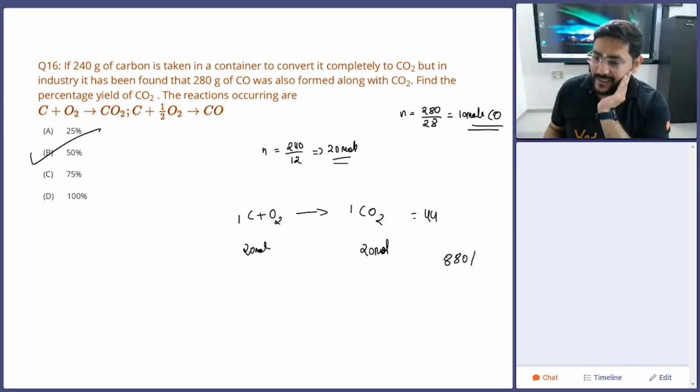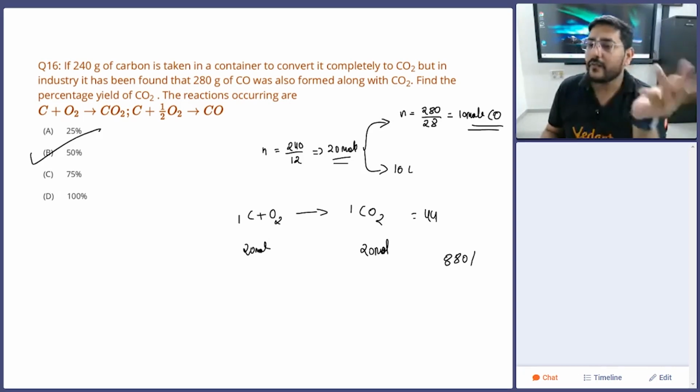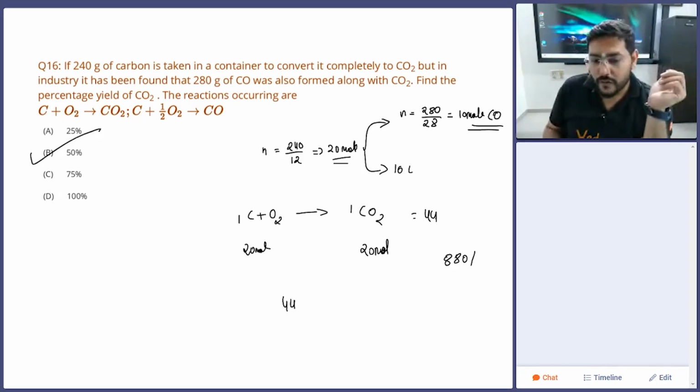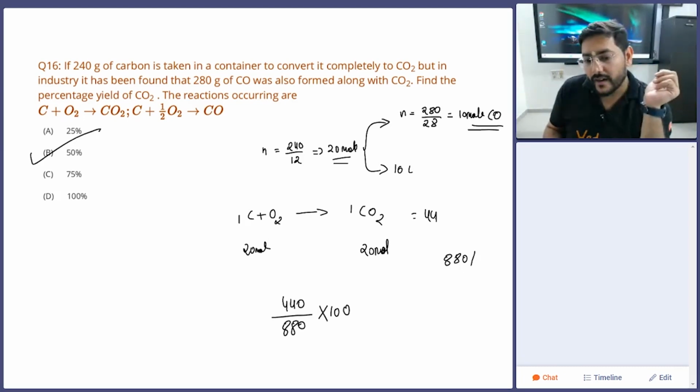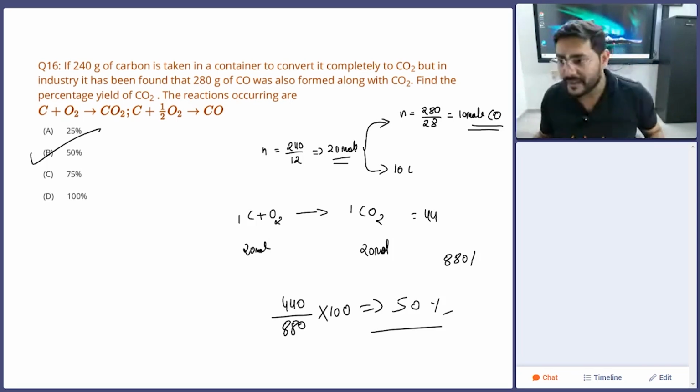Is this part clear? Because in 20 moles, 10 are involved in the formation of carbon monoxide. So 10 are going to be involved in the formation of CO2. So 440 divided by 880 into 100, we are going to get 50% only. So I have combined both the methods basically.